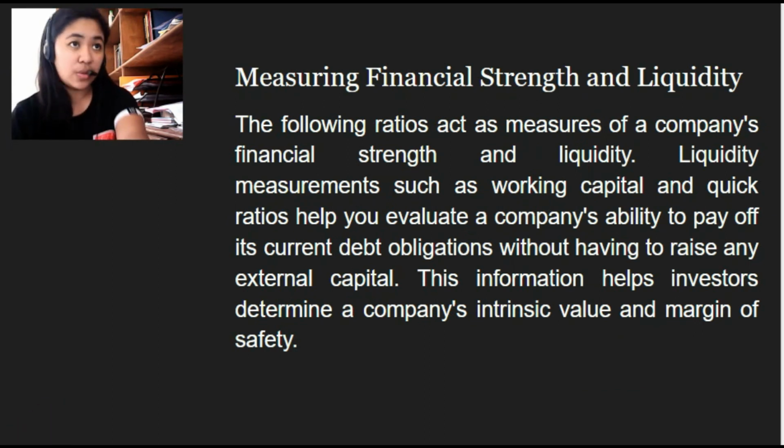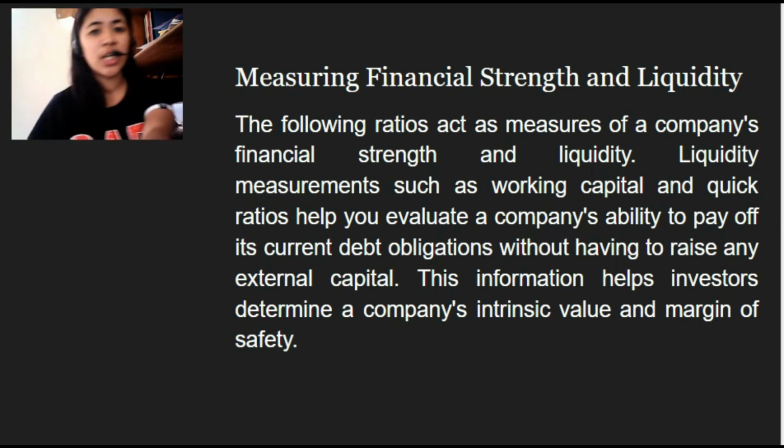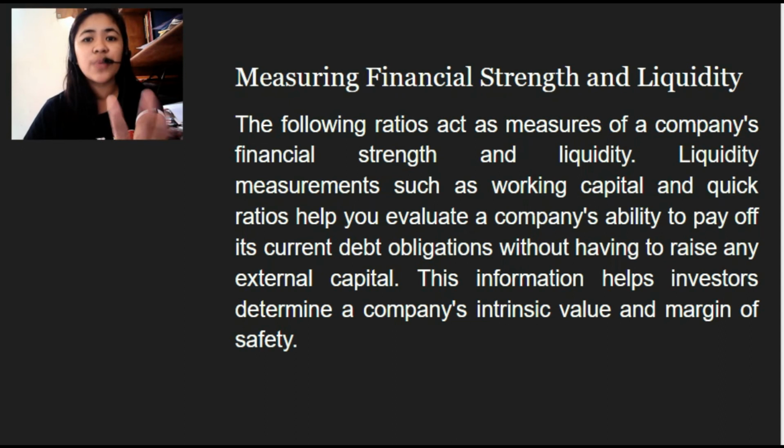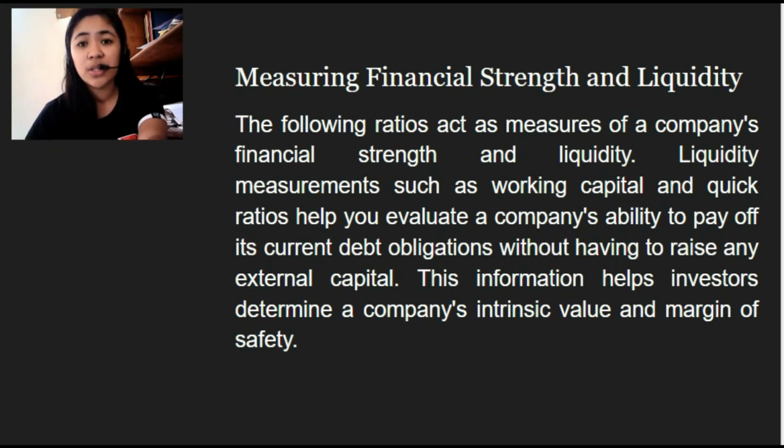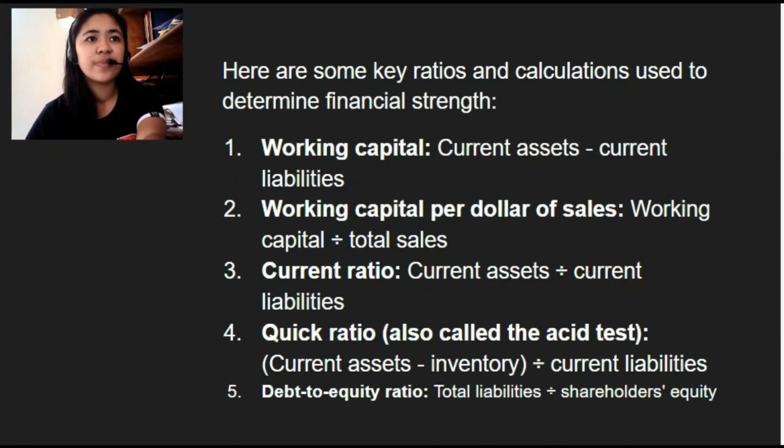So we also will know the measure of financial strength and liquidity. The following ratios act as measures of company's financial strength and liquidity. Liquidity measures such as working capital and quick ratios help you evaluate a company's ability to pay off its current debt obligations without having to raise any external capital. So this information will help investors determine a company's intrinsic value and margin of safety. So here are some keys, ratios, and calculations used to determine financial strength.